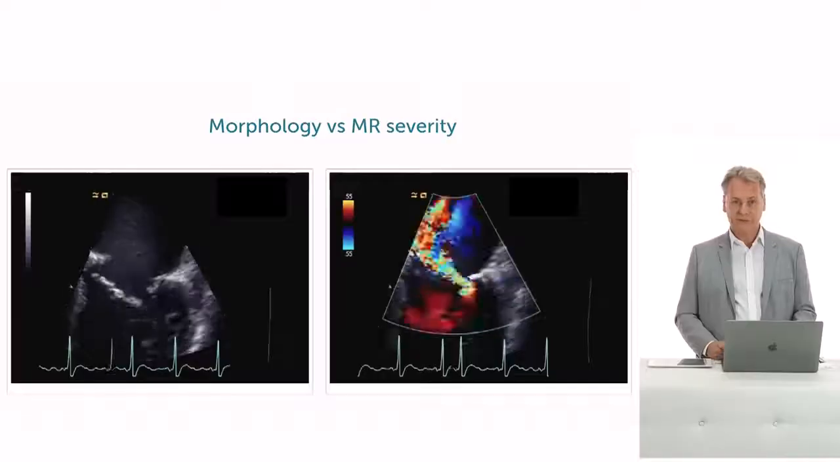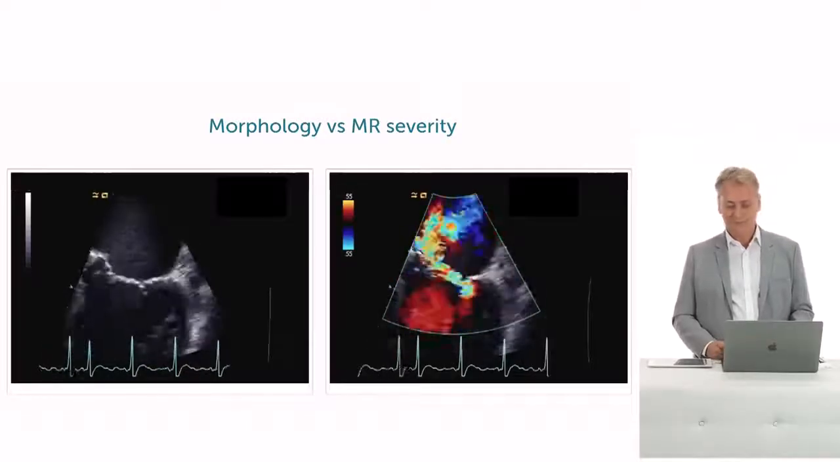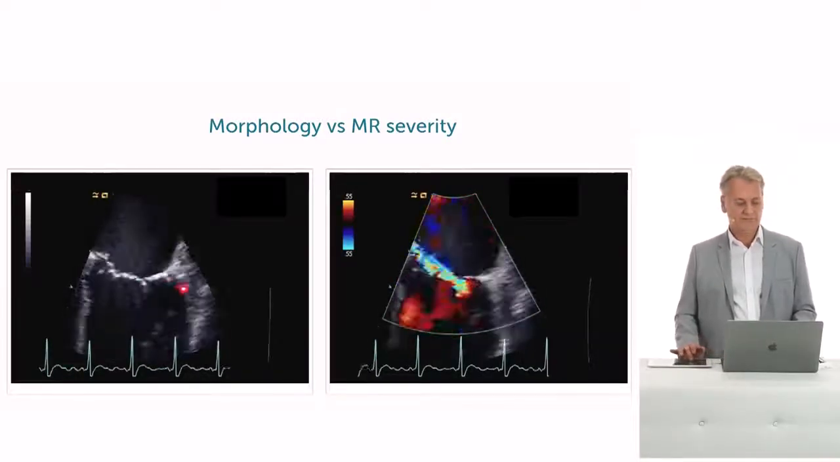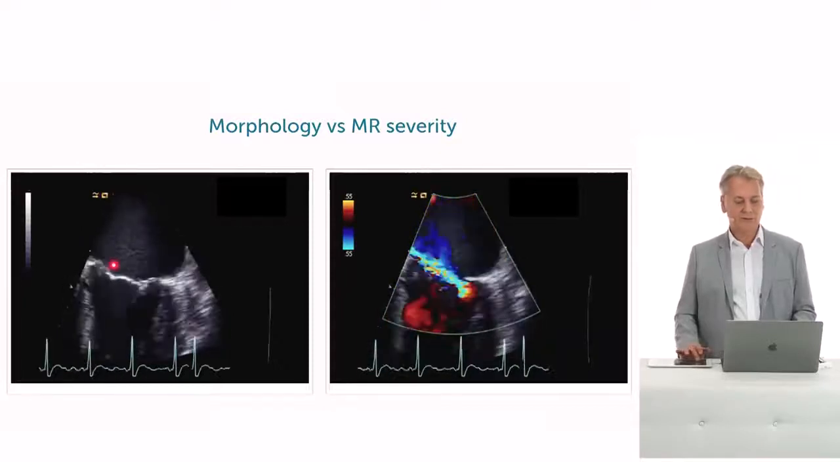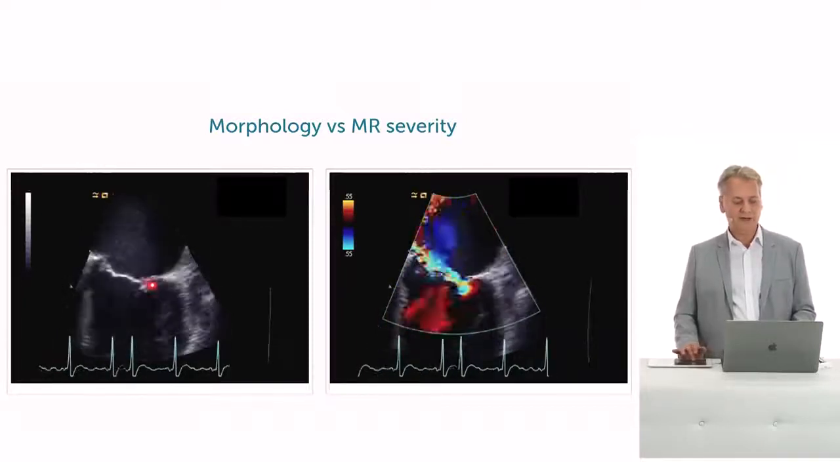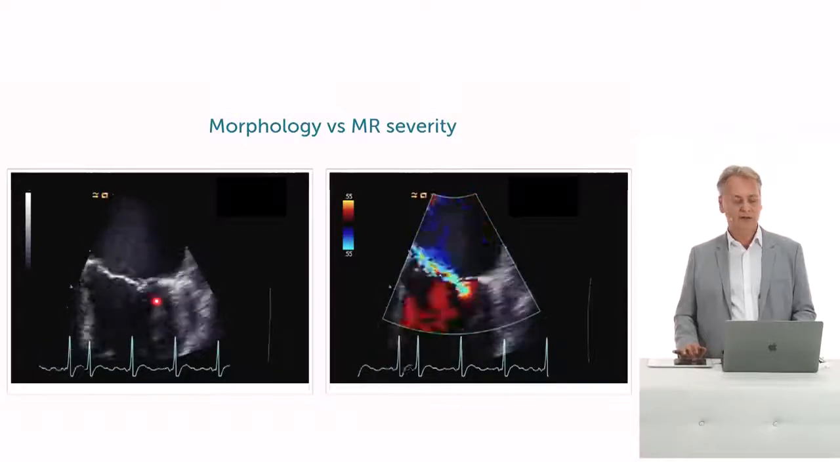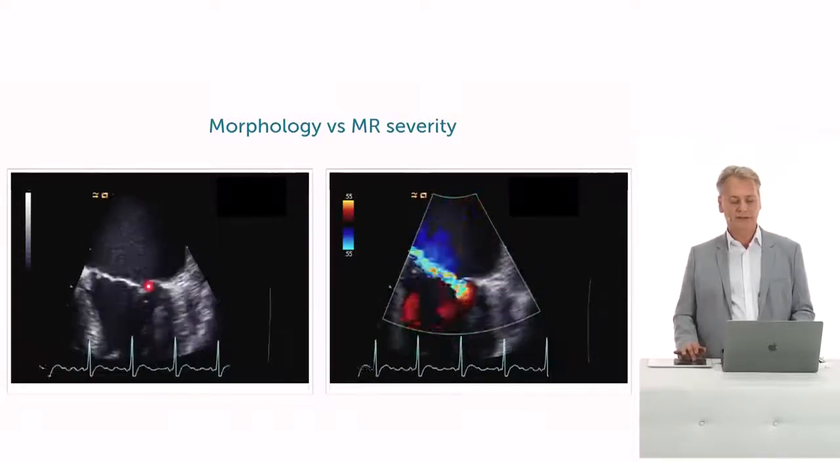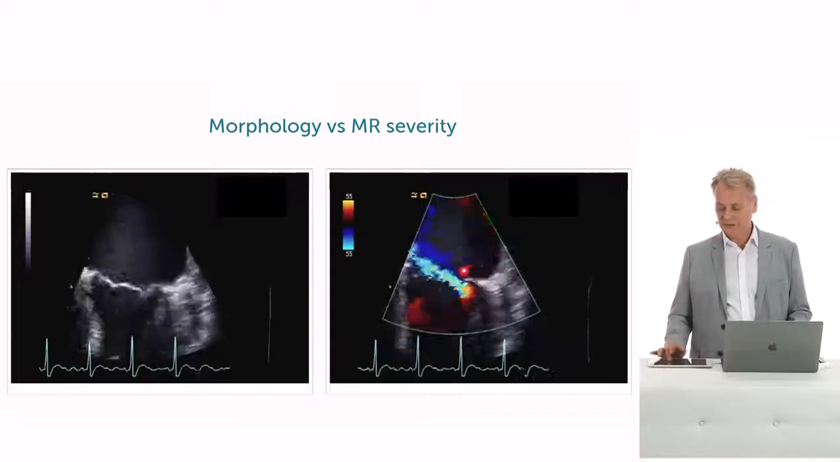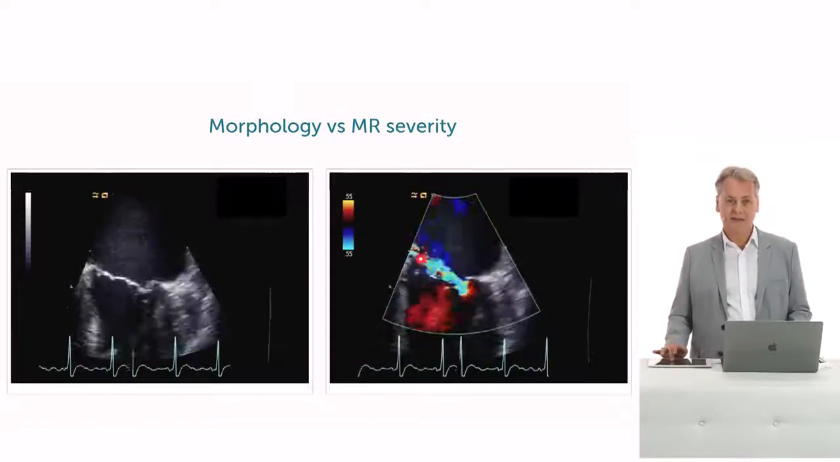One thing which I also want to mention is that frequently we'll have a discrepancy between the degree of morphologic abnormalities and the degree of mitral regurgitation. Here is such an example. In the 2D image, you don't have the impression that anything is wrong with the mitral valve. If you look closely, however, you will see that there's a very small flail portion of the leaflet here. However, if you look at the regurgitant jet, you will see that MR is actually very severe. An important point to consider. You need experience as well.